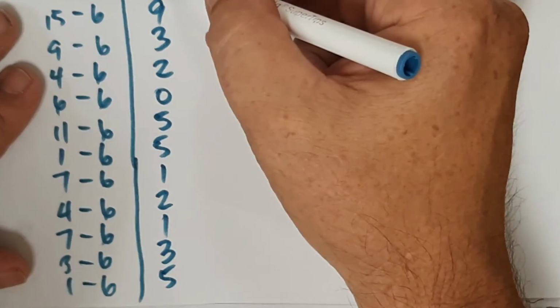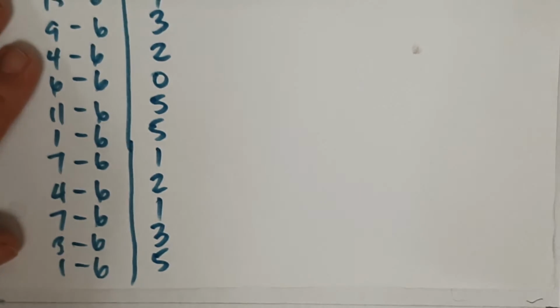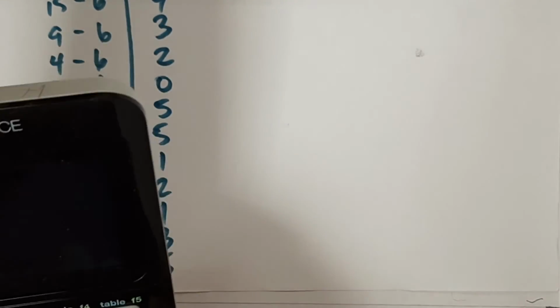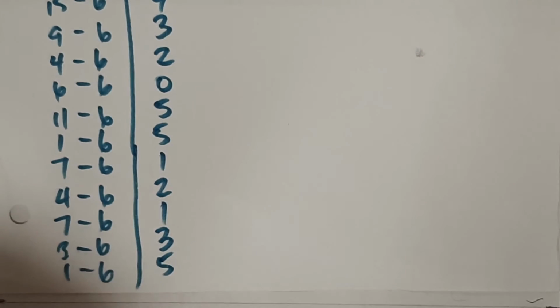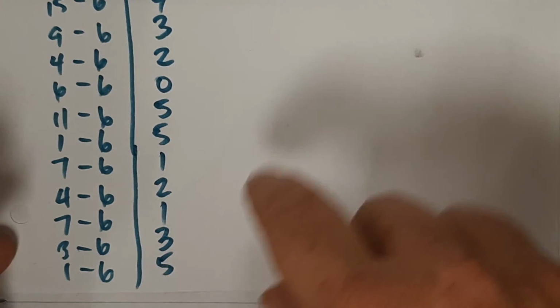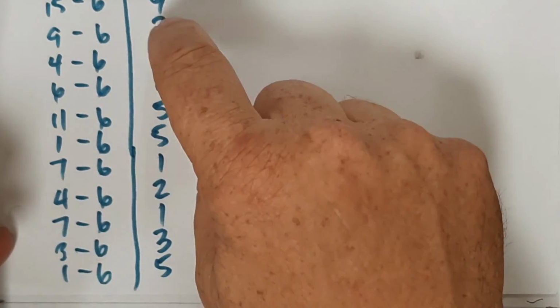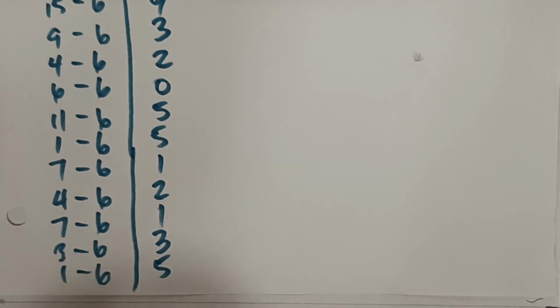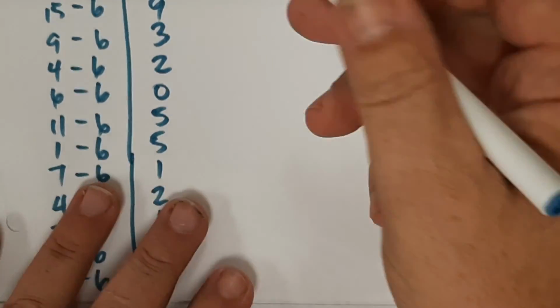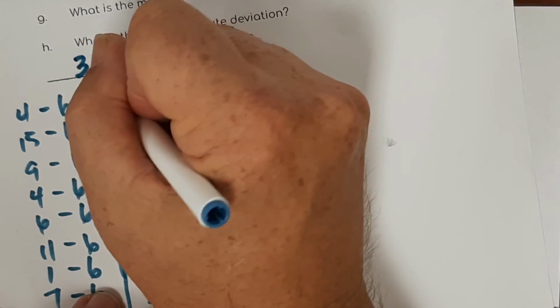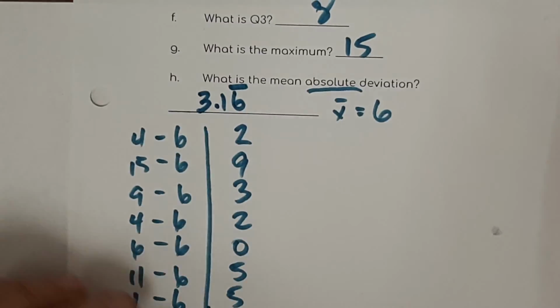Now what we do here is we're going to take the average of all of this right here. So I'm going to go ahead and do that on the calculator right now. I'm going to add everything up. So 2 plus 9 plus 3 plus 2 plus 0 plus 5 plus 5 plus 1 plus 2 plus 1 plus 3 plus 5. And that gives me 38. And then my number of elements here, 1, 2, 3, 4, 5, 6, 7, 8, 9, 10, 11, 12. So I'm going to divide by 12. And I get 3.16 repeating. So the answer overall here is 3.16 repeating. And so that is the last one there.